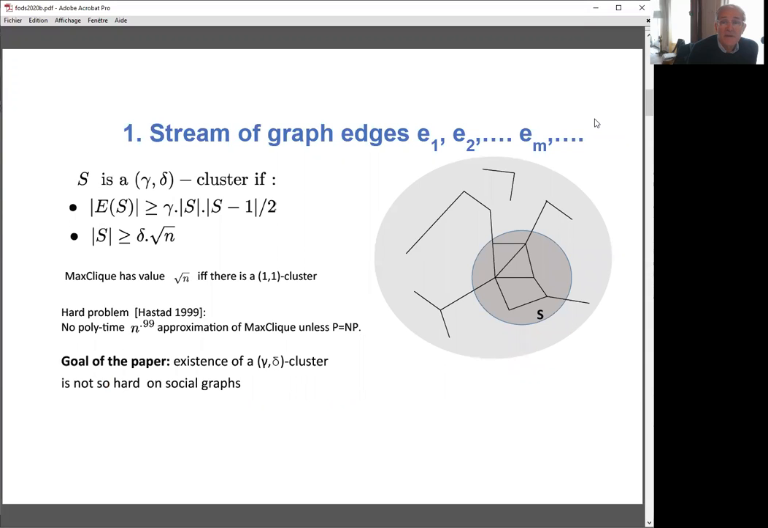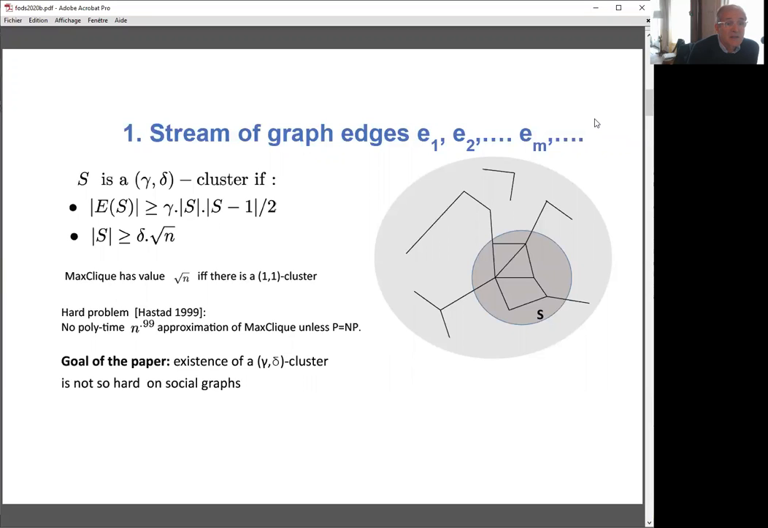So let's suppose you have a stream of edges, E1, E2, En, and let's define what a gamma delta cluster is. So S is a subset of the vertices. And we have two conditions. We want the internal edges of S to be large, so gamma times the maximum number of edges. So in a sense, the first condition is that S is a gamma clique or gamma cluster.